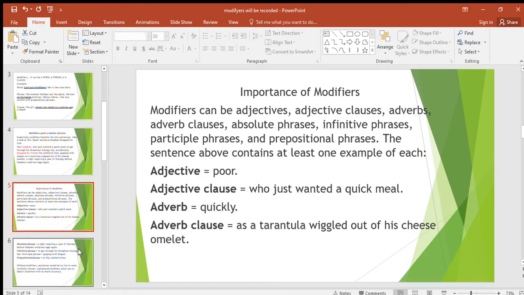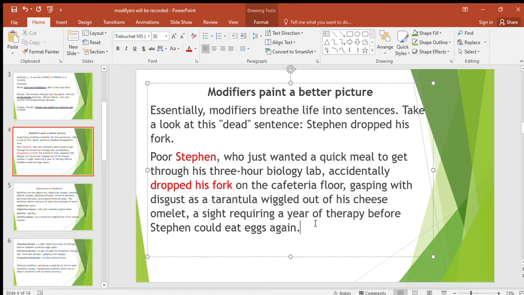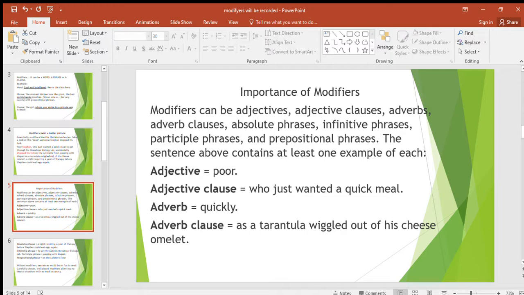Continuing, the importance of modifiers. Modifiers can be adjectives, adjective clauses, adverbs, adverb clauses, absolute phrases, infinitive phrases, participle phrases, and prepositional phrases. The paragraph above contains at least one example of each.